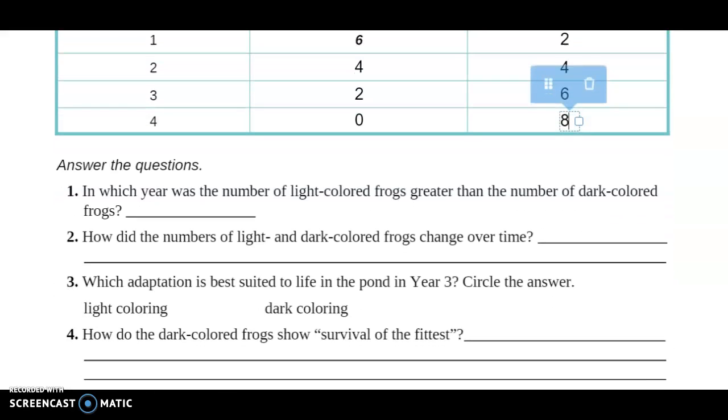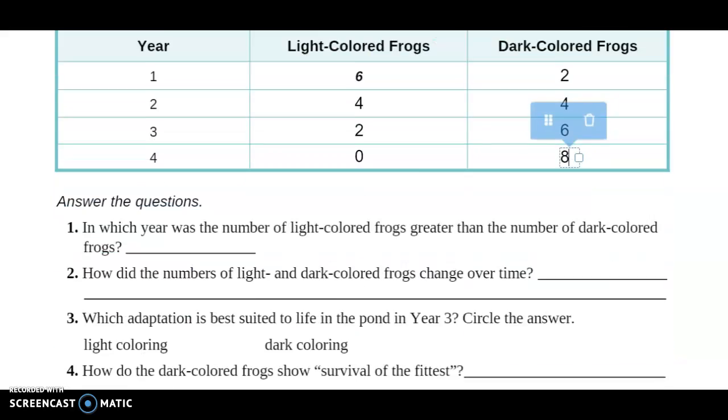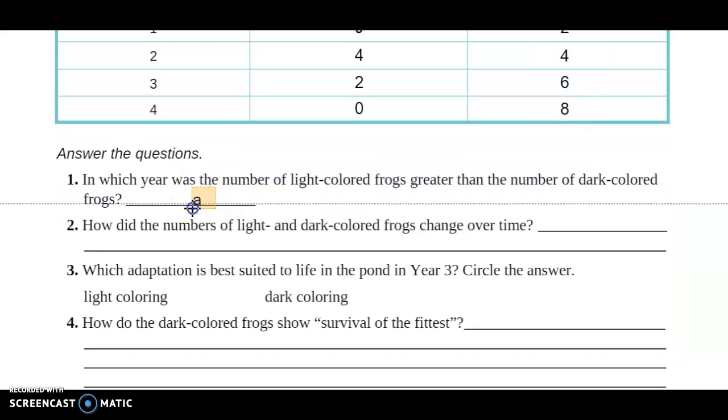Number 1 says, in which year are the number of light-colored frogs greater than the number of dark-colored frogs? Well, year 1 is the only year that they are more, but by year 2 they are even. So year 1 has more light-colored frogs.